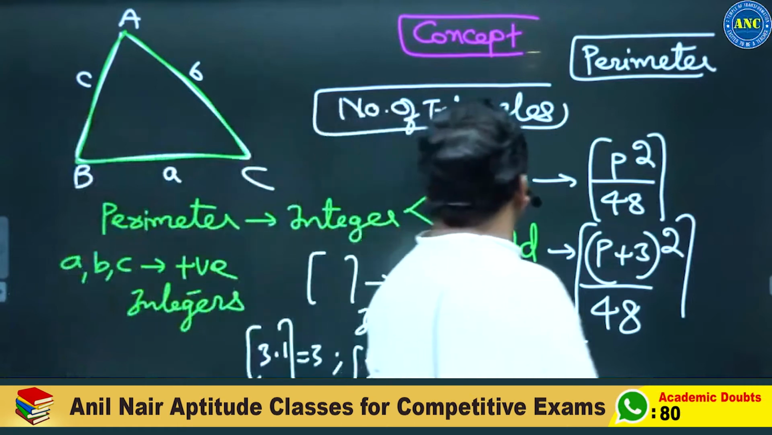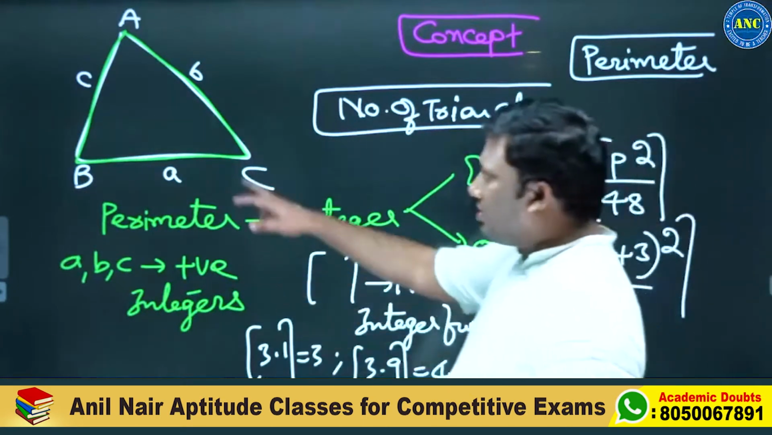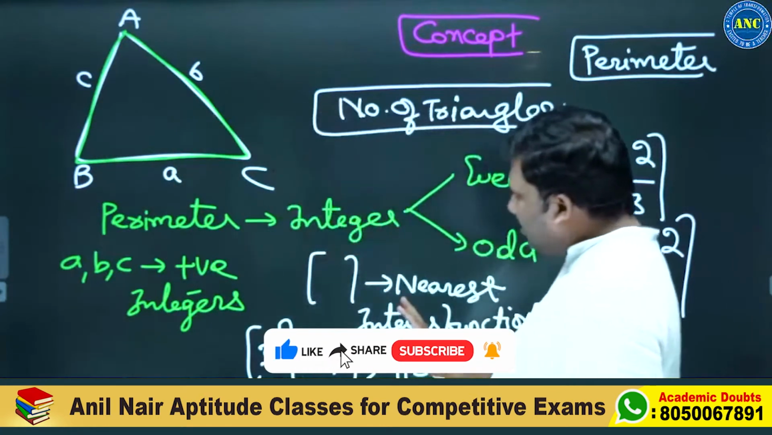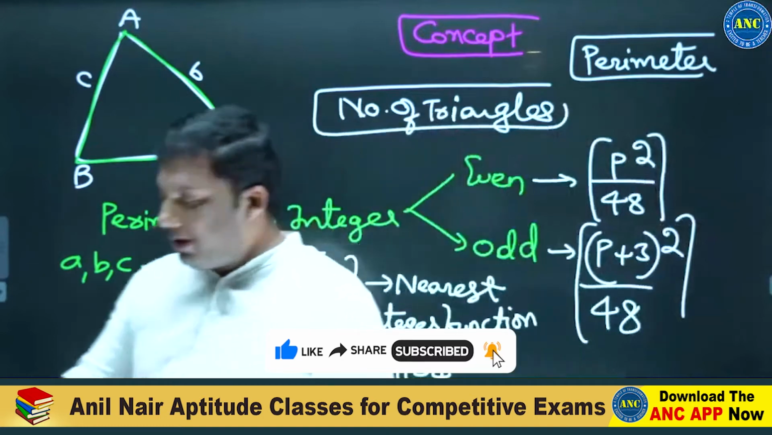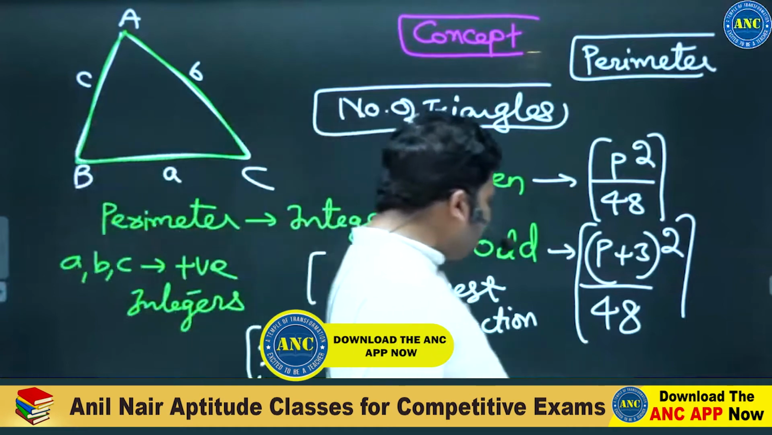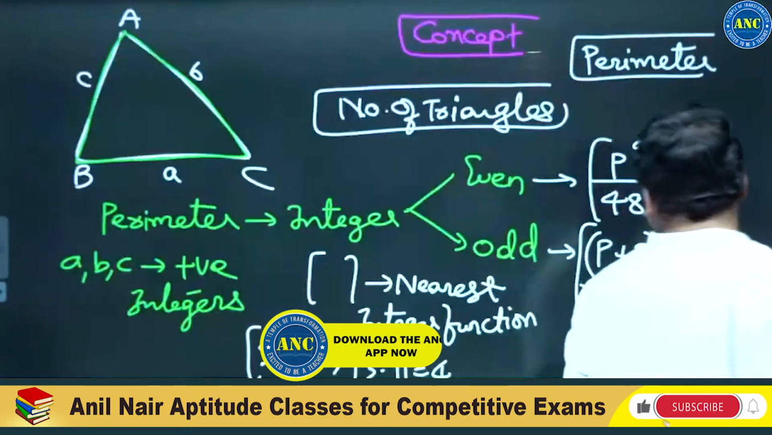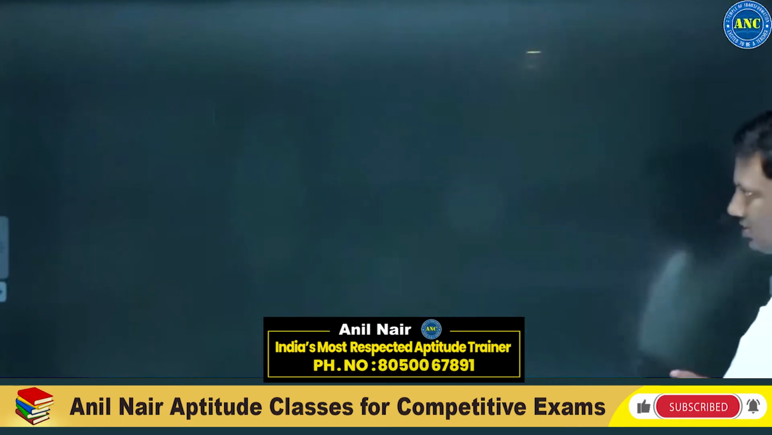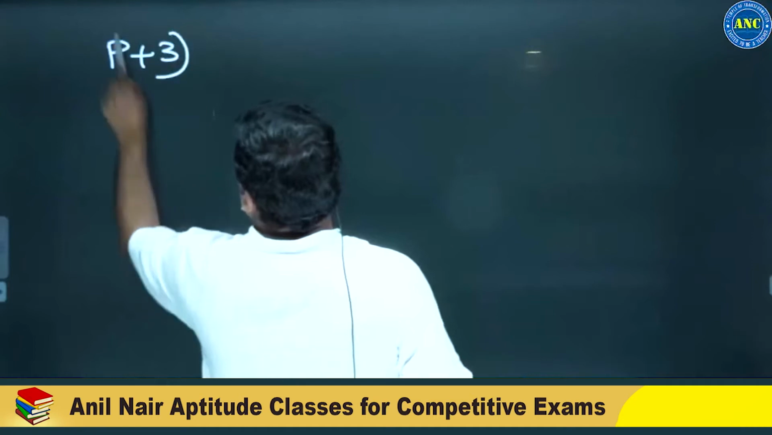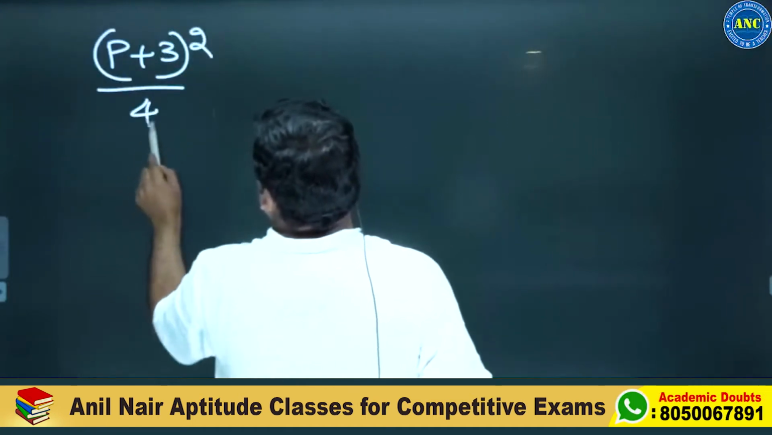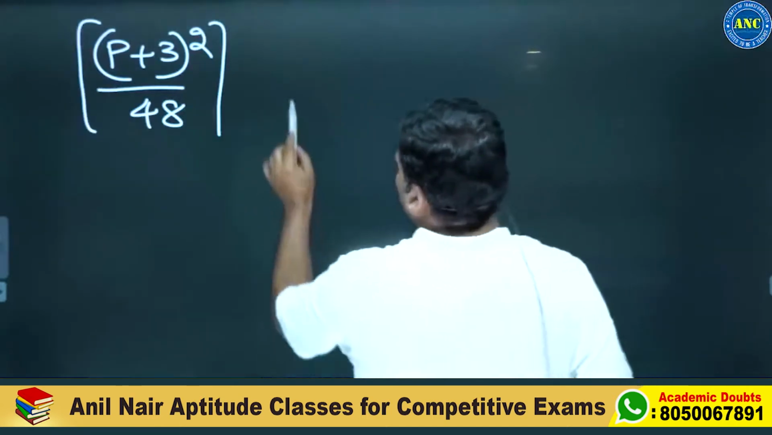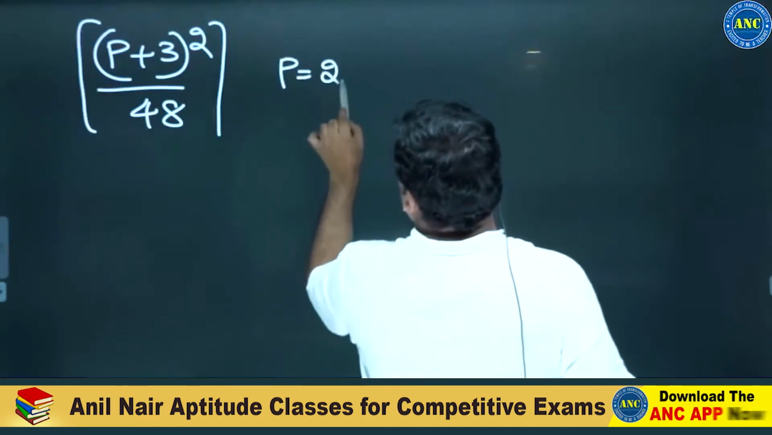The sum of these three sides is called the perimeter. Perimeter is: start at a point, go through the boundary and come back to the starting point. This is the concept. What is the perimeter given? Is it an even number or an odd number? The perimeter is given as 203. 203 is an odd number. So you have to use this formula, (p plus 3) whole square divided by 48. The perimeter given is 203.